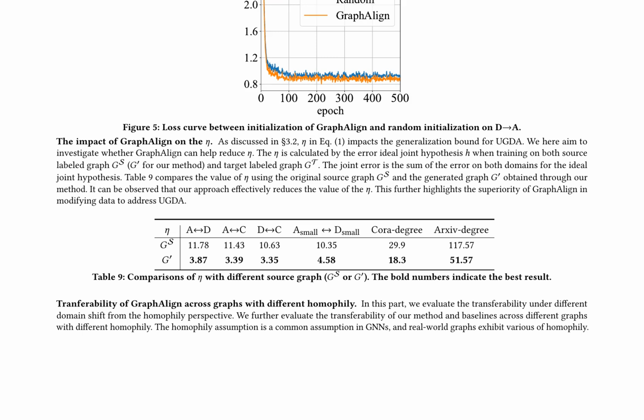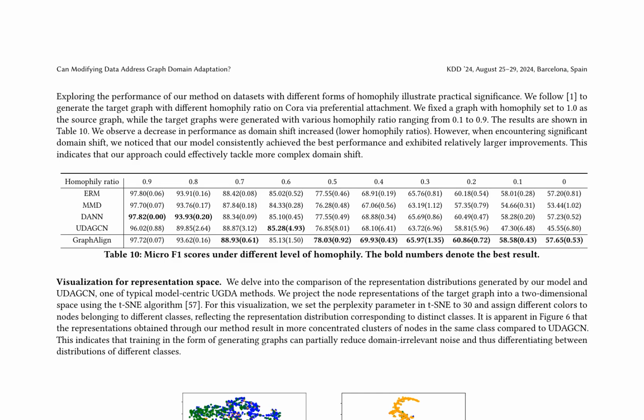Overall, the proposed GraphAlign algorithm demonstrates its effectiveness in addressing graph domain adaptation by modifying the source graph to align with the target graph. The results show that GraphAlign outperforms several baselines and is effective in reducing the eta parameter, which affects the generalization bound for UGDA. This research paper explores the concept of graph domain adaptation, focusing on the limitations of existing efforts in this field and proposing a new approach called GraphAlign.